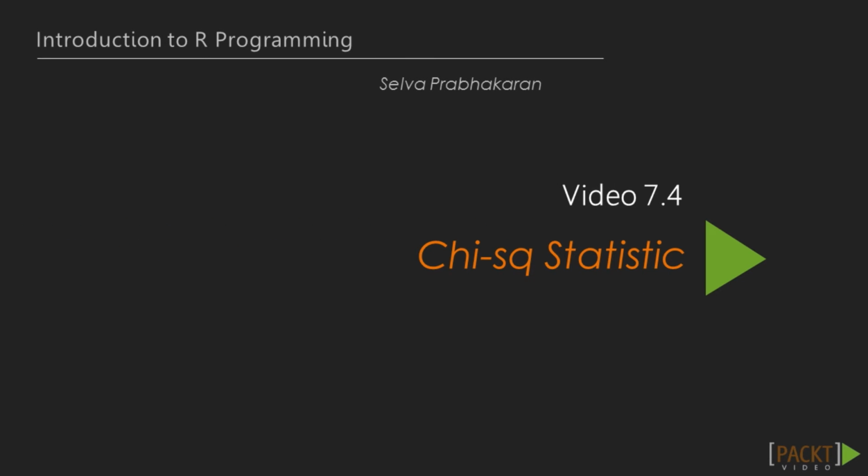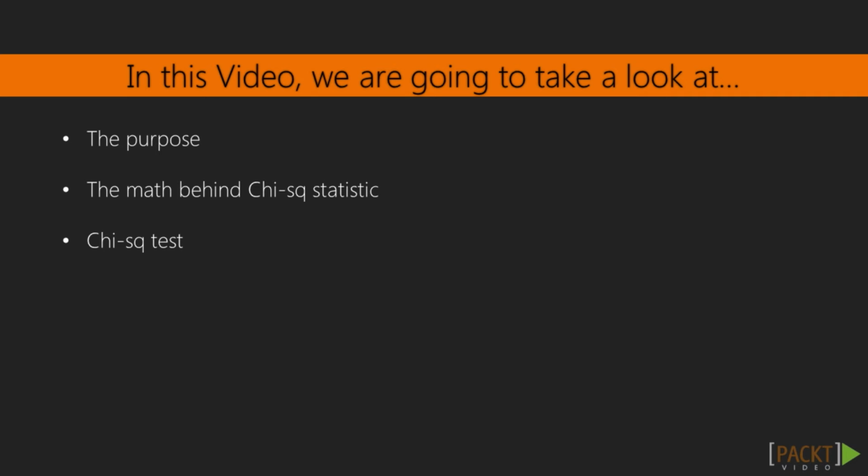In the previous video, we learnt about correlation and how it can be used to interpret the relationship between 2 continuous variables. So, in this video, we will learn the concept and math behind the chi-square statistic, which is meaningful when the 2 variables are categorical. By the end of this video, you will have learned the math behind the chi-square statistic, its purpose, and how to use the chi-square test.